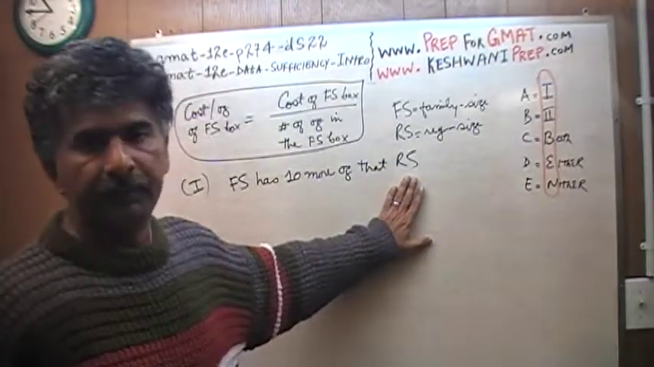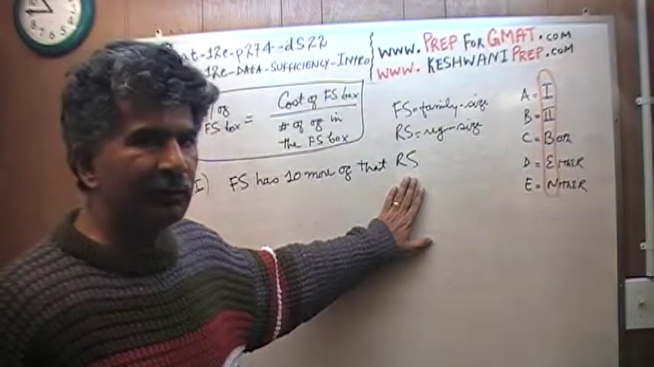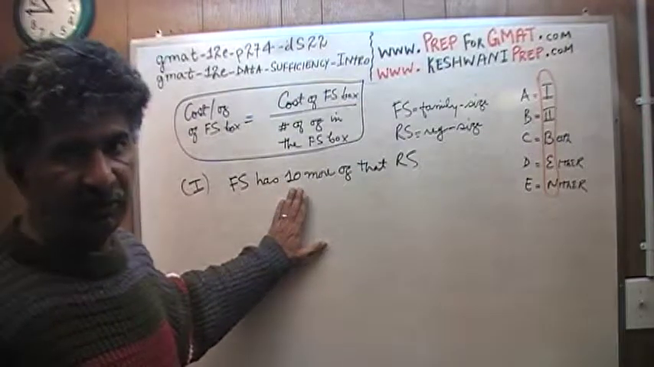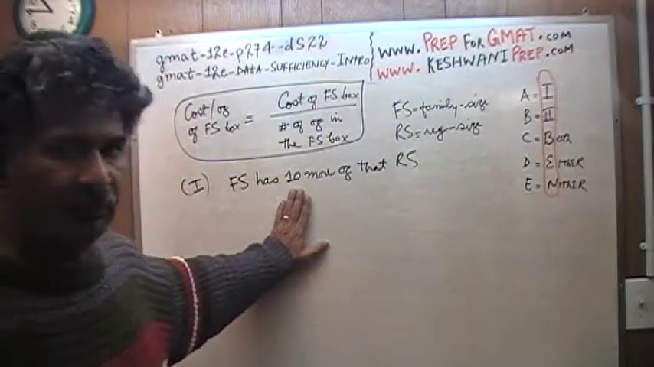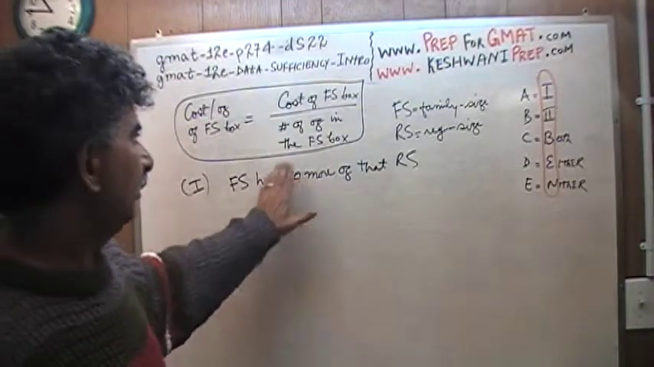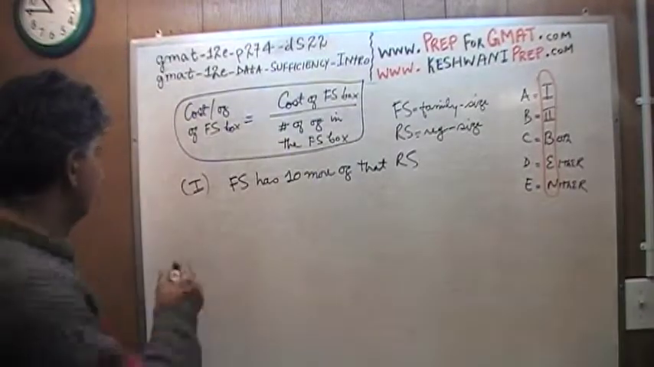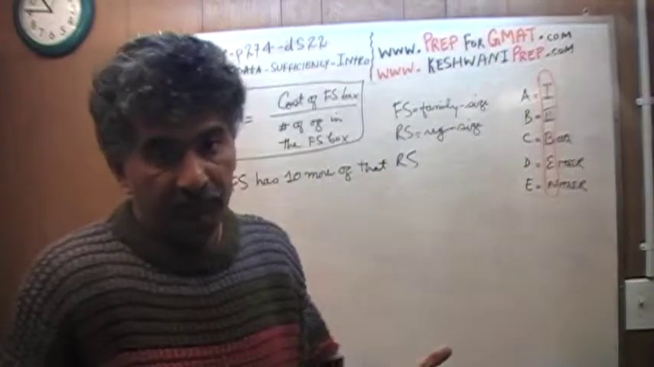That's one problem. The second problem is that even if we could somehow figure out the number of ounces in a family size box in the first statement, which we cannot, but even if we could, this statement still would not be enough, because we do not know the cost of the box. The first statement does not give us the cost of the box. It also does not give us the size of the box. All it tells us is that it's 10 ounces more.